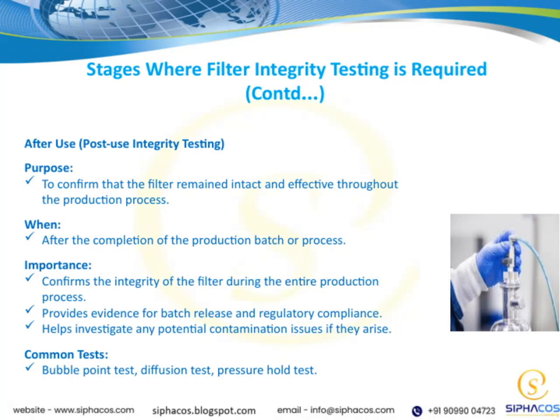Now, let's move on to the stages where filter integrity testing is required, starting with what we call post-use integrity testing. The main purpose here is to make sure that the filter stayed intact and remained effective throughout the entire production process. It's a crucial step because it helps us verify that no damage or compromise occurred during use. Typically, this testing is done after the production batch or process is completed. By doing this, we can confirm that the filter maintained its integrity during the whole operation.